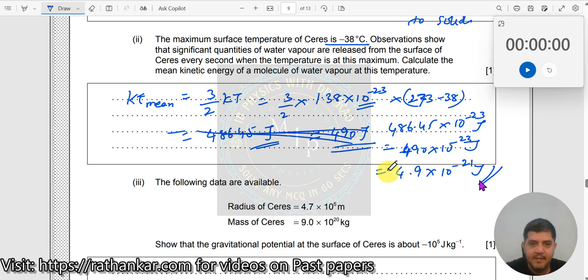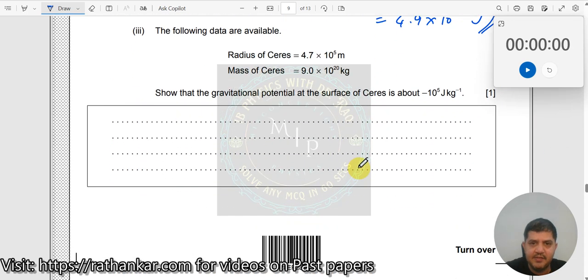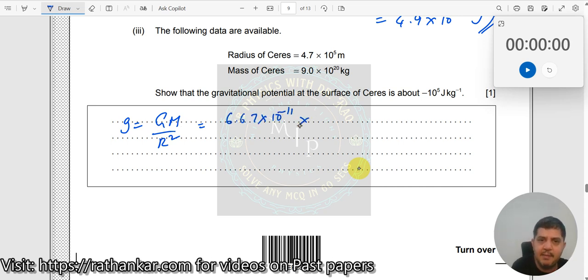Right. Next, the following data is available. Radius of Ceres is known, mass of Ceres is known. Show that the gravitational potential at the surface of Ceres is about so much. Quite easy. What is this now? g is equal to Gm divided by R square. What is G? 6.67 into 10 to the power of minus 11 multiplied by mass 9 into 10 to the power of 20 divided by R square.